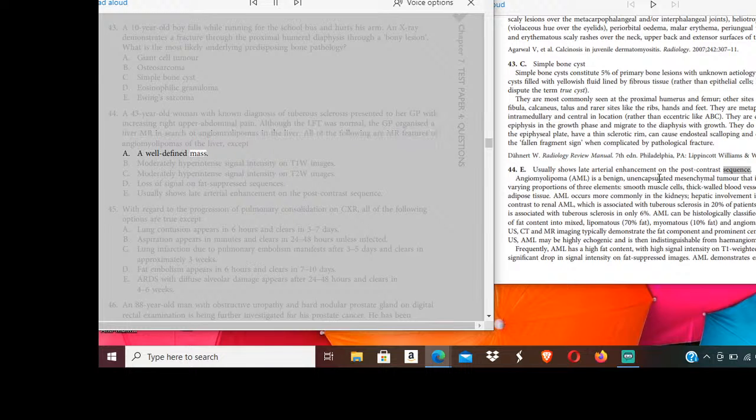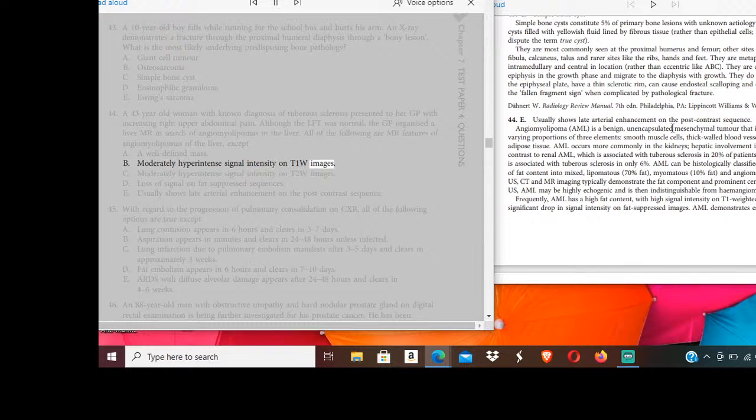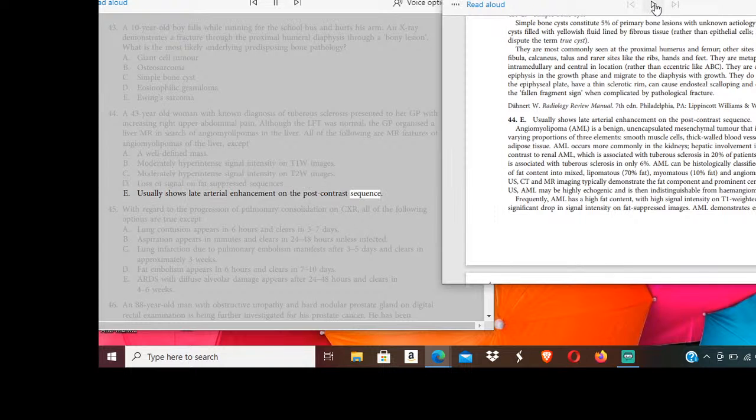A. A well-defined mass. B. Moderately hyperintense signal intensity on T1W images. C. Moderately hyperintense signal intensity on T2W images. D. Loss of signal on fat-suppressed sequences. E. Usually shows late arterial enhancement on the post-contrast sequence.